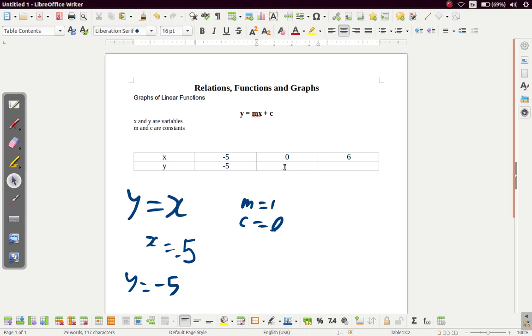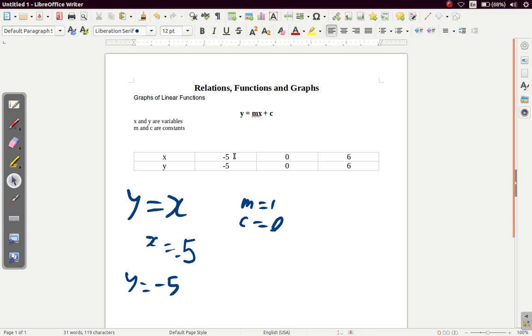When x is 0, remember y and x are the same, y is equal to x, so when x is 0, y is also 0. When x is 6, y is also 6. So we have that graph. Now, what we say about this graph is that we have 3 points and it is the graph of y equals x. Let's go to our whiteboard.